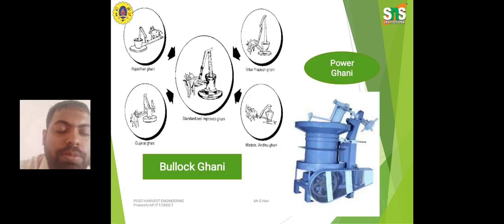In this picture, you can see both types of ghanis. The number one is the bullock ghani, in which the bull rotates and the pestle is fixed and oil is extracted. The second is a power ghani. It contains both wooden and metal types. In the picture, you can see a metal type power ghani.